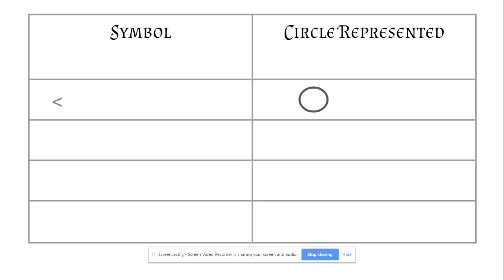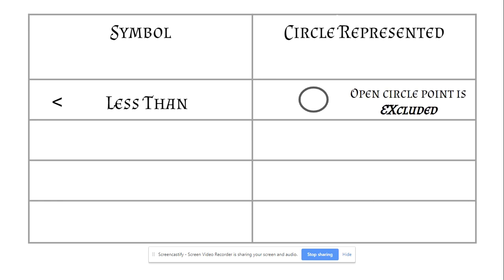All right, guys, sometimes on a graph we see open circles and closed circles, and we're going to talk a little bit about what that actually means. First off, an open circle represents a less than, meaning the open circle point is excluded. So if you have 2 is less than x, then everything has to be on the other side, and that point is not included.